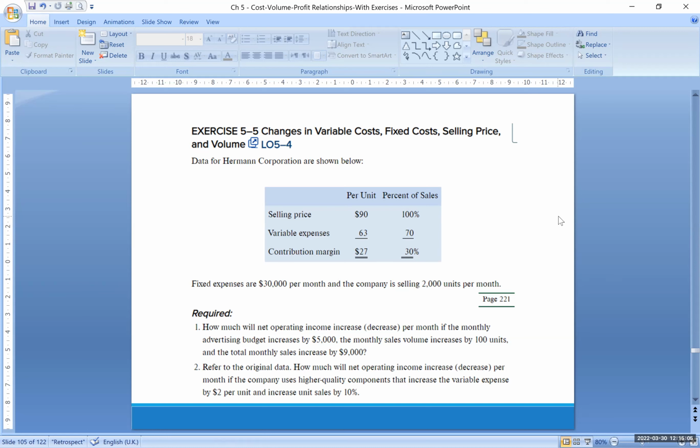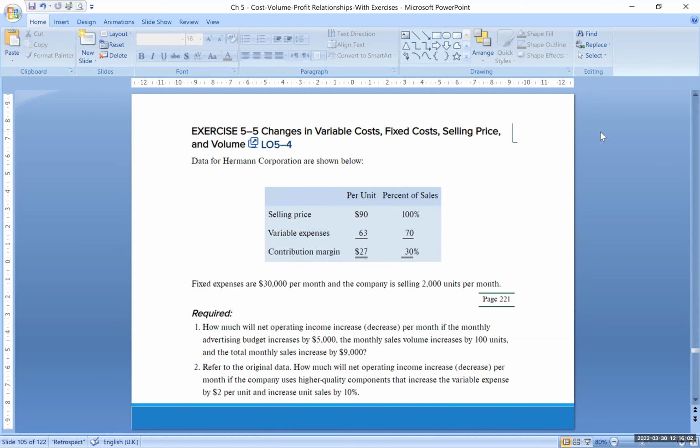Okay. The question is, how much will net operating income increase or decrease per month if the monthly advertising budget increases by 5,000, the monthly sales volume increases by 100 units, and total monthly sales increase by 9,000. Okay. Now we need to prepare a new situation, right?